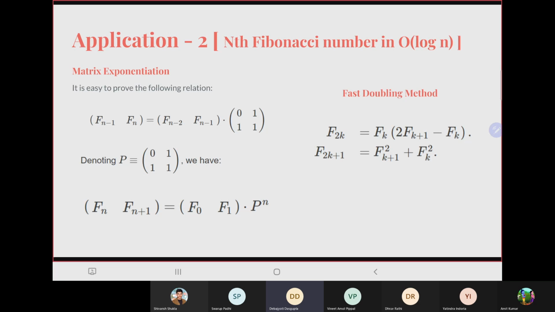Why log n steps? See that we were calculating the transformation matrix in log n steps, and each step is taking O of k cube time, where for Fibonacci numbers it will be 2 cross 2 cross 2, 8. 8 is a constant, very small, so we will ignore it from O notation, right? So in O of log n, you can calculate the nth term, which is very fast actually. So this is the most common implementation.